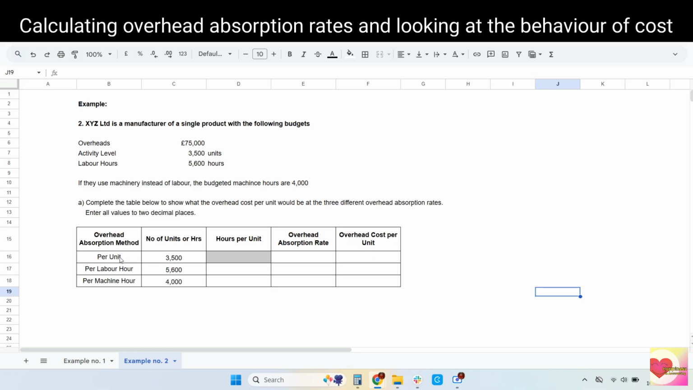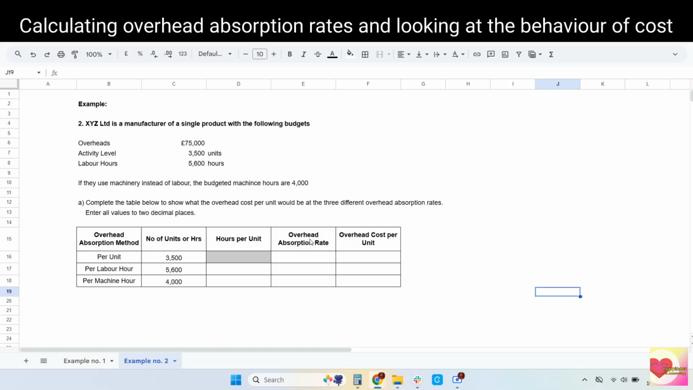First, let's start with the per unit method. The figure that we can see here is either the number of units or the number of hours. Since our method is per unit method, this figure is the number of units. This is also the same figure that we can see here in the budget, in the activity level, which is 3,500 units. Next column, the hours per unit, is not applicable since our method is per unit method.